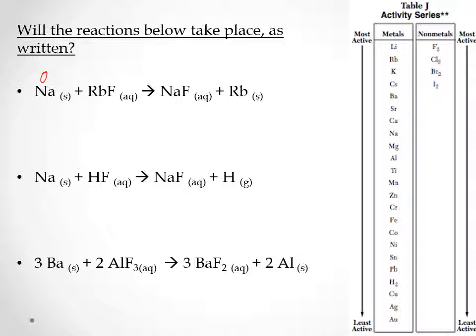Sodium by itself is 0. Rubidium over here by itself is 0. In the compound, fluorine has to be -1, and we want the whole thing to add up to 0, so rubidium is going to be +1. Right here, we know sodium is always +1, fluorine is always -1.